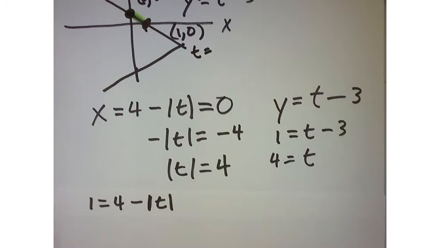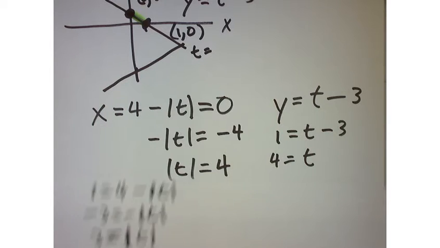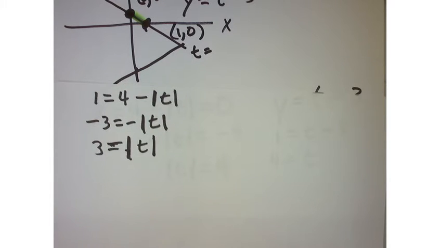Well, if I move the 4 to the other side by subtracting it from both sides, I get -3 is equal to negative absolute value of t. Dividing both sides by negative 1 means the absolute value of t equals 3. So now t could be positive or -3, right? I'll just slide that up there.